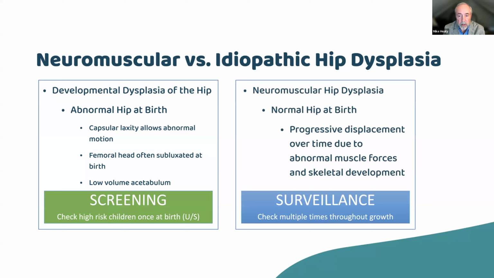Neuromuscular hip dysplasia, on the other hand, has a more typically normal hip at birth. The displacement is progressive and happens over time due to some of those forces and skeletal development that we just discussed. The management for DDH is different than the management for neuromuscular hip dysplasia, as things like Pavlik harnesses don't typically do well because of the age that the dysplasia presents. We use screening for children with DDH. So that's basically checking once at birth with ultrasound, where neuromuscular hip dysplasia requires surveillance, or continually checking multiple times throughout growth and development. So very different in that way as well.